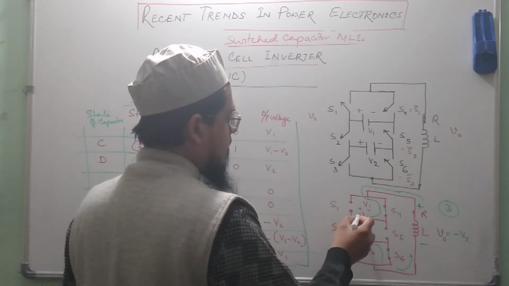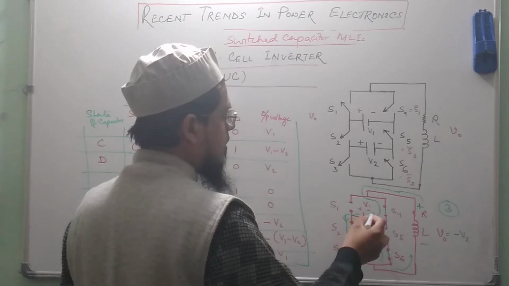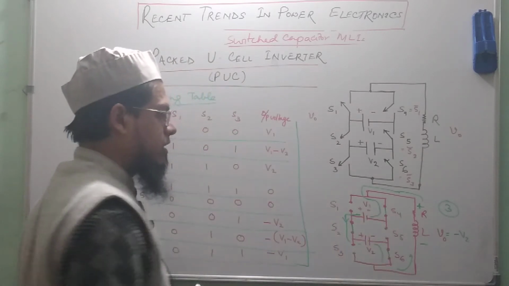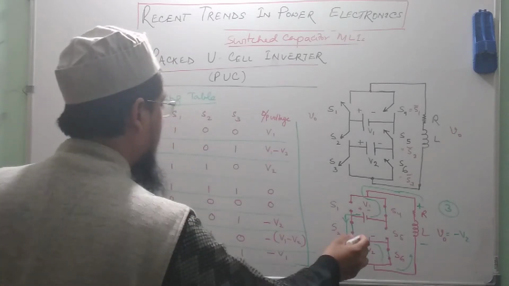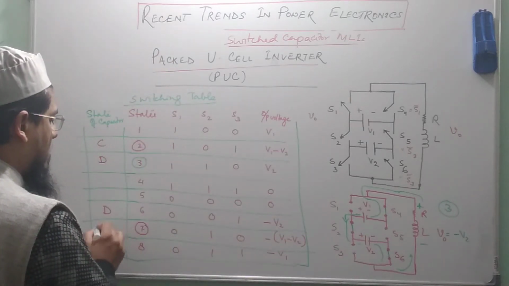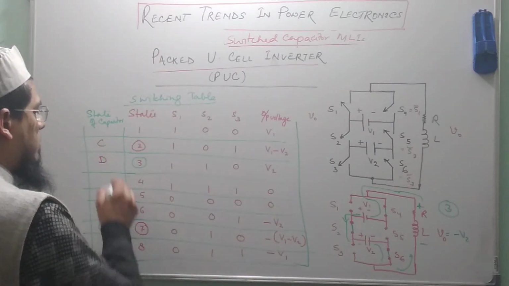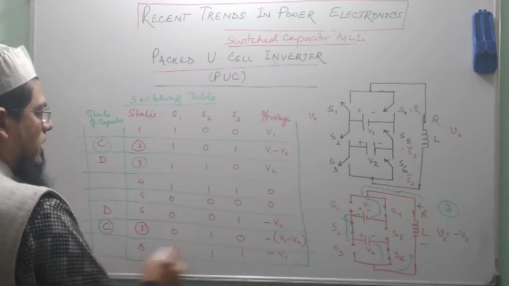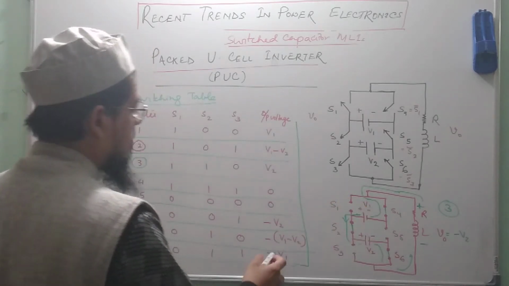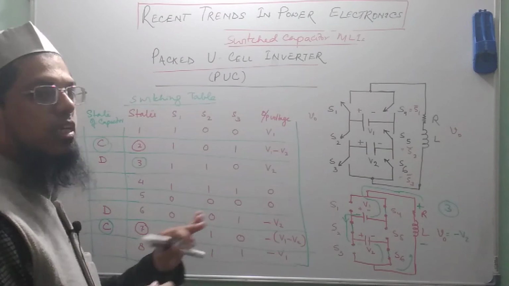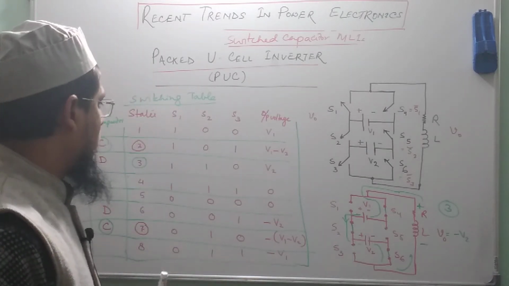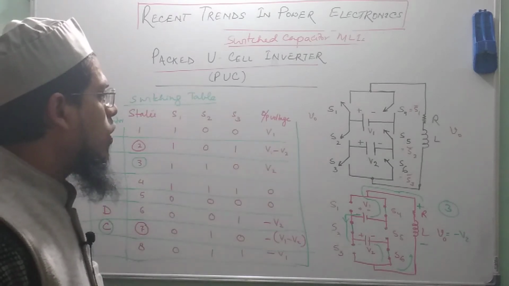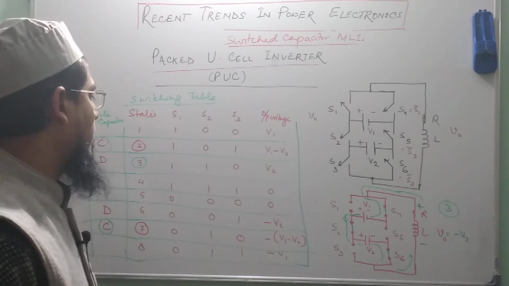But one thing is very clear, that the capacitor is charging. It is in series with the battery and it is getting charged. So, that is why I have written C here, charging in 7th state as well as in 2nd state. And in 8th state you just check, it will come out to be minus V1, that is battery is getting connected across the load in reverse fashion. So, this is how this circuit operates. Okay.